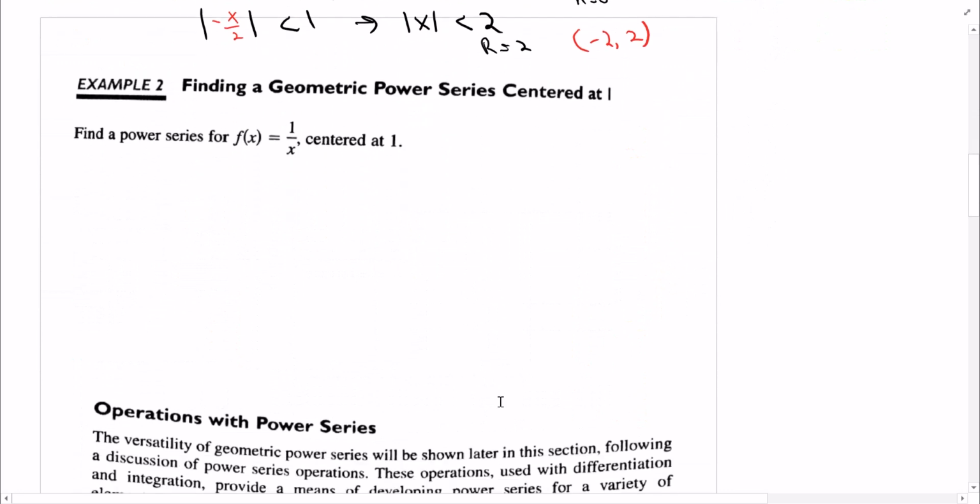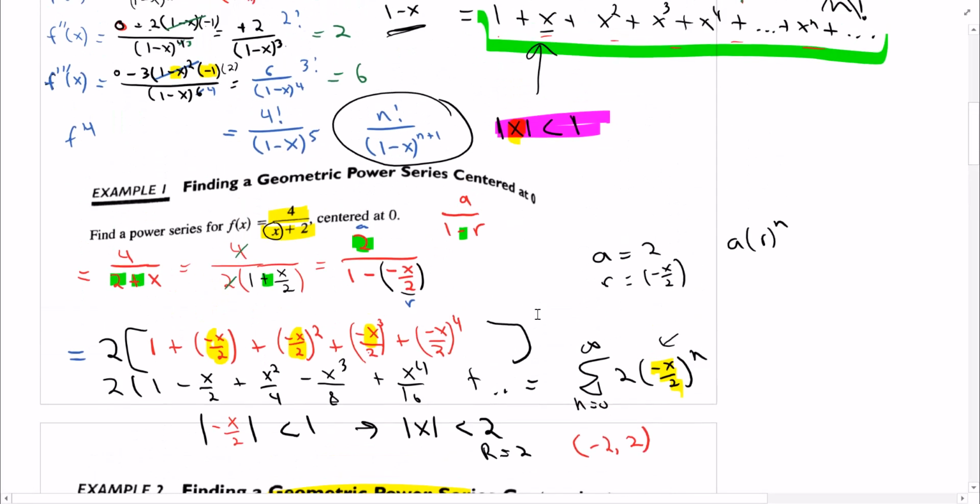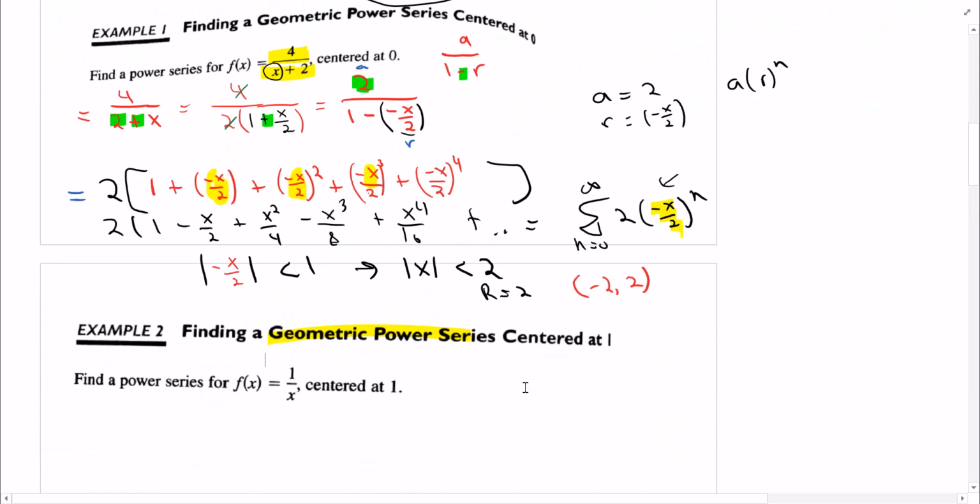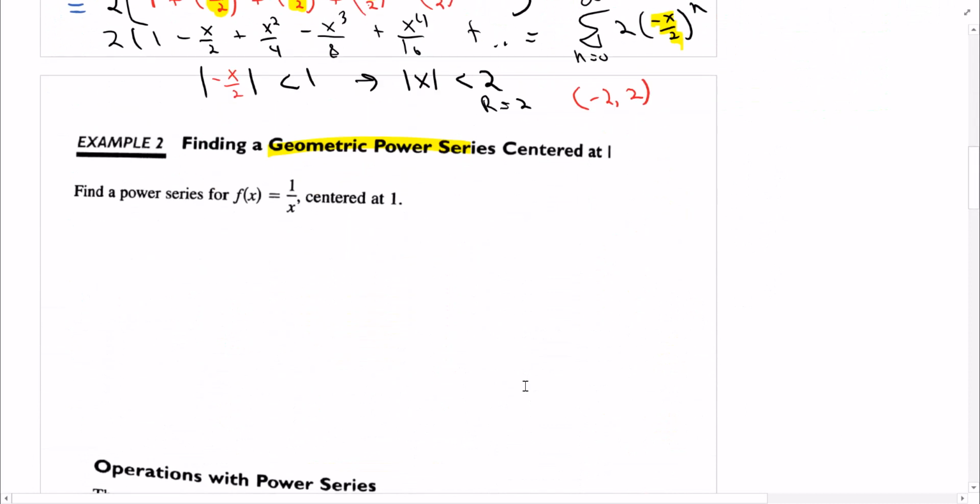All right, so here's another example. We're going to find another geometric power series, meaning we're using this same idea up here. We want to write it so it looks like a over 1 minus r. Again, the a is just a number multiplying on the outside, and in this case, that's 1. In this case, we have 1 over x, which we need like a 1 minus something. We want it to be a minus sign here.